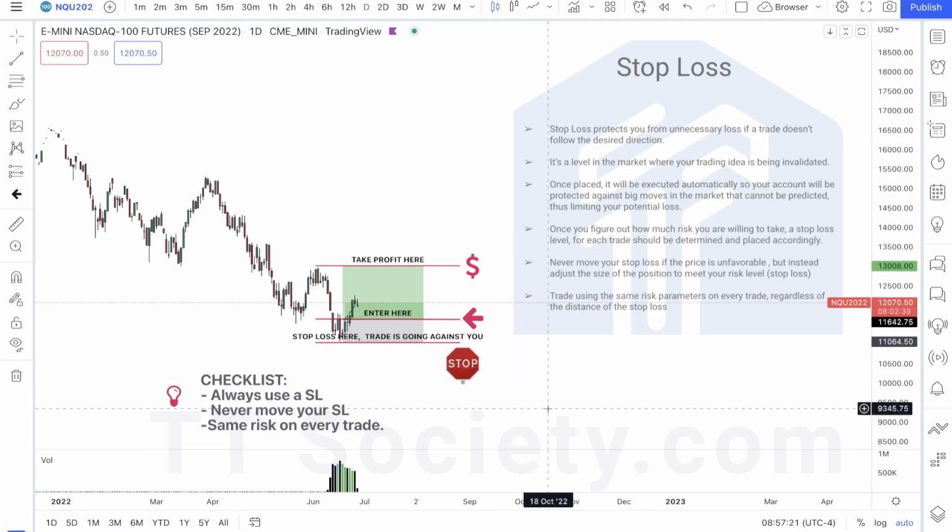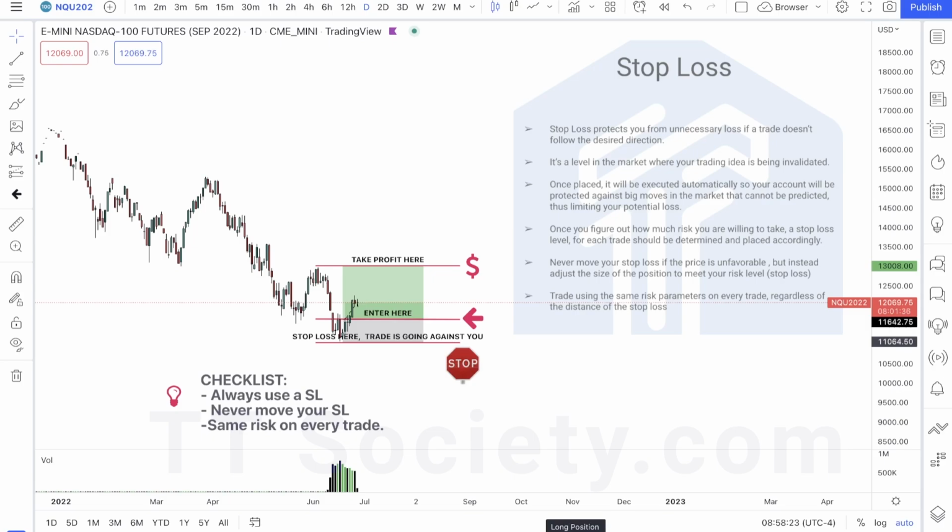So a little checklist again, and ingrain that. Always use a stop loss. Never move it. Just because a trade isn't going in your desired direction, don't try to tweak it and move it. Use the same risk on every trade. This is what your plan dictates. Never break the plan.